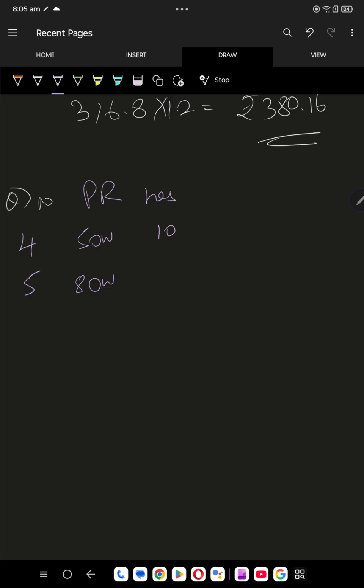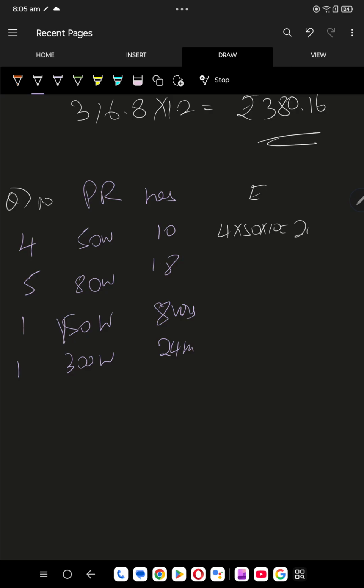So hours for this is 18 hours. Then you have 1 TV for 150 watts for 8 hours. 1 fridge for 300 watts for 24 hours. Now energy, if you have to calculate, we know 4 into 50 into 10, that is 2000. Then 5 into 80 into 18.